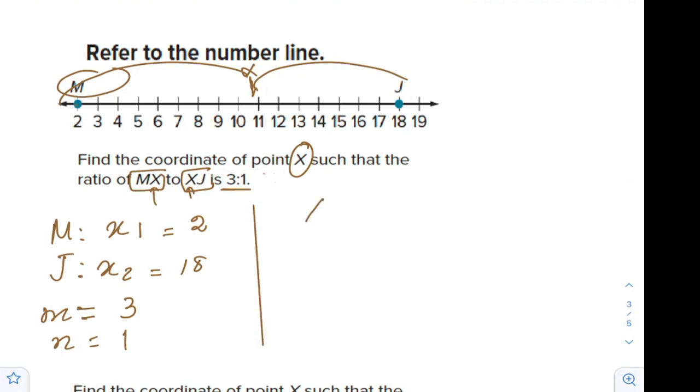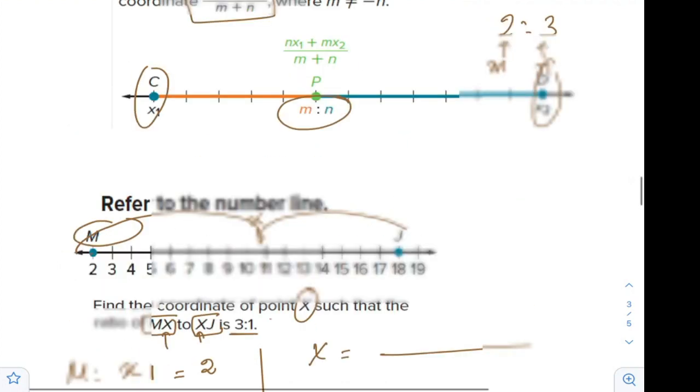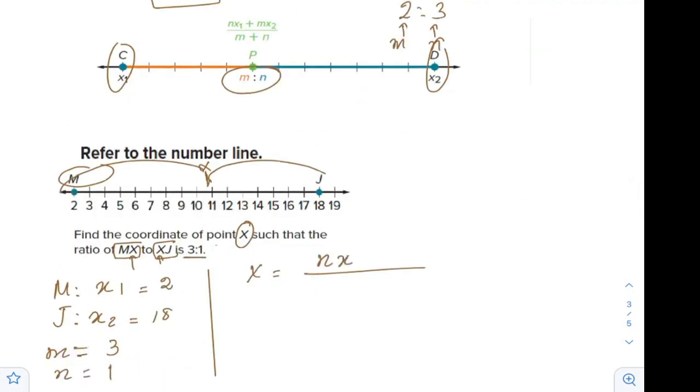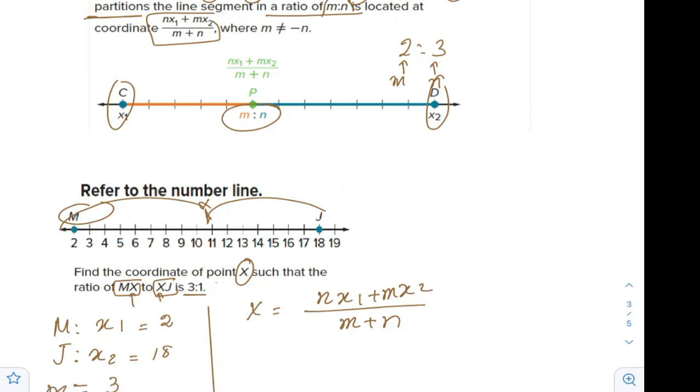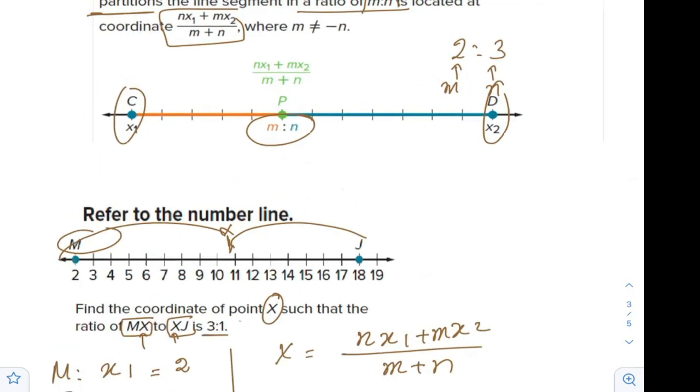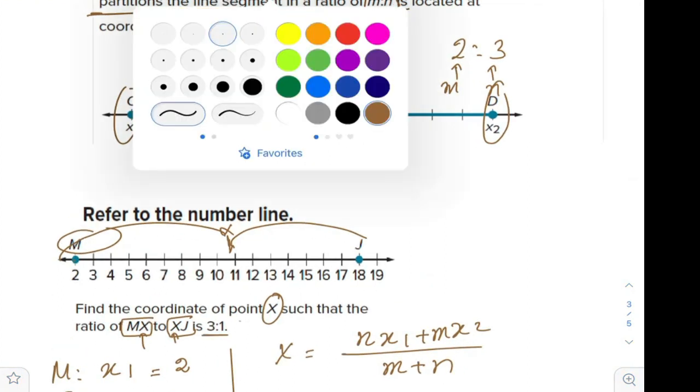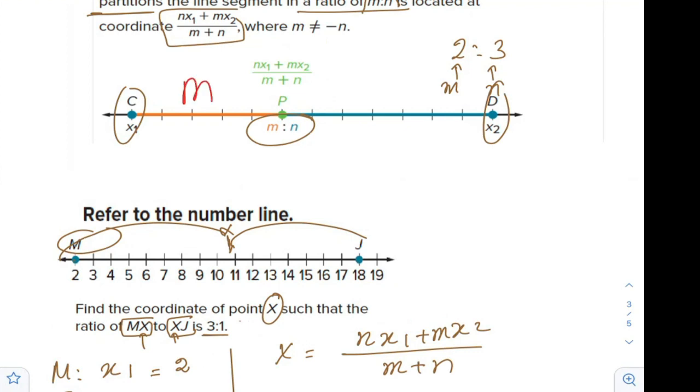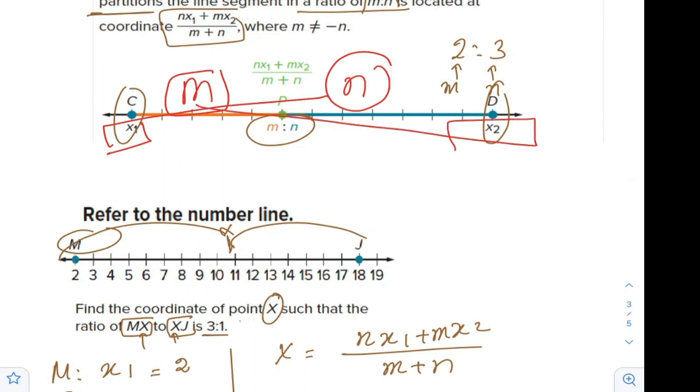Now, our point x will be according to the rule. Let's go back to the rule and see what it says. n x1 plus m x2 over m plus n. Remember it this way. By the way, I teach my students like this. This is ratio m, n. So n will be multiplied by x1 and m will be multiplied by x2. It's not cross multiply, but this is how to remember it.